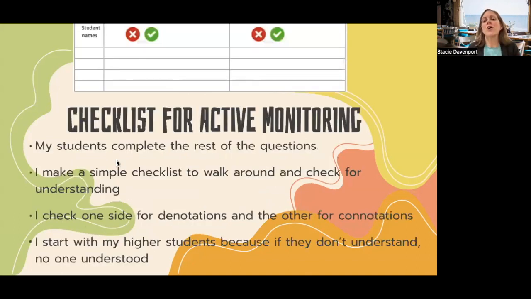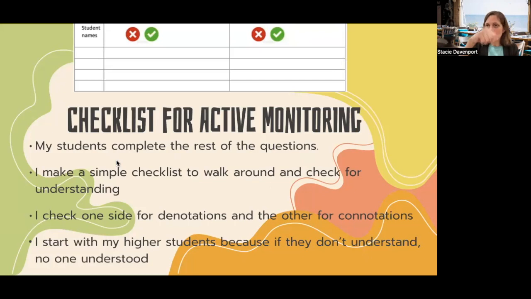So a checklist for active monitoring is something our district really pushed. Active monitoring, or I think they call it aggressive monitoring. It really doesn't matter what you call it. The thing is that we need it. Teachers need to know how your students are doing. And so you have to have some kind of paper, or something on an iPad, whatever you want to do, that you can walk around and monitor with and have a record of how your students are doing. And so I make just a simple checklist that looks like this.